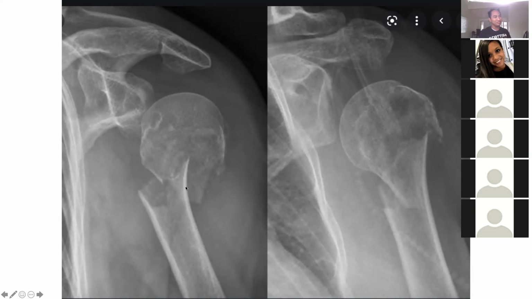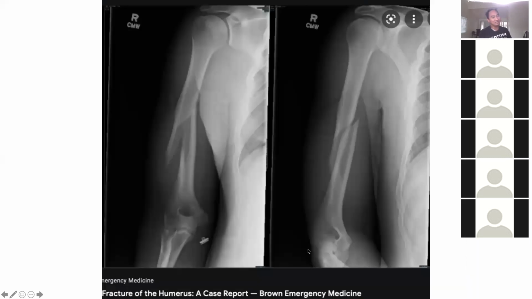Which part of the humerus is fractured? Proximal. Yeah, proximal. Brilliant. So proximal humerus fracture. I believe we all remember this is the epiphysis region. And this might be the diaphysis, or the proximal humerus fracture. And let's say, what is this?